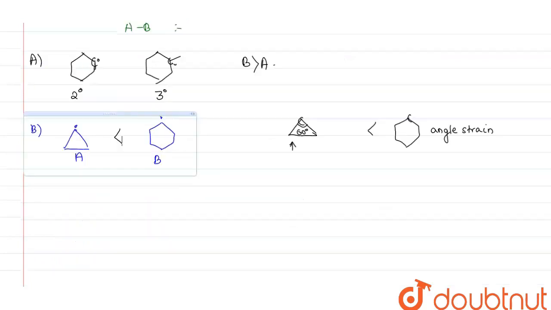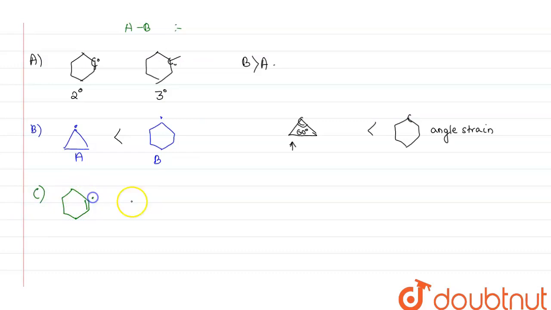Now the third one. The third one is, we have this radical and the other radical is this. As we can see here, this is a vinyl radical and this is an allyl radical. We have just seen that the stability of allyl radical is more than the stability of vinyl radical. So here also B is more stable than A.